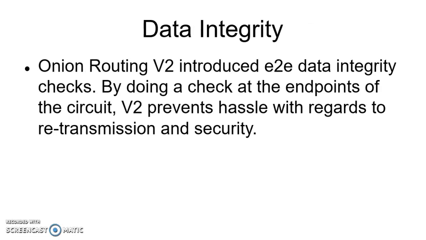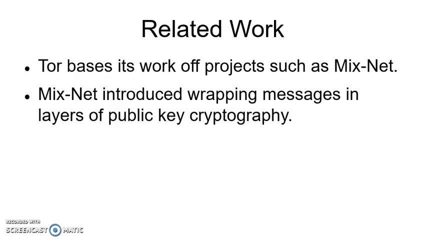Onion routing version 2 introduced end-to-end data integrity checks. By doing a check at the endpoints of the circuit, version 2 prevents hassle with regards to retransmission and security. Tor bases its work off projects such as Mixnet. Mixnet introduced the idea of wrapping messages in layers of public key cryptography.